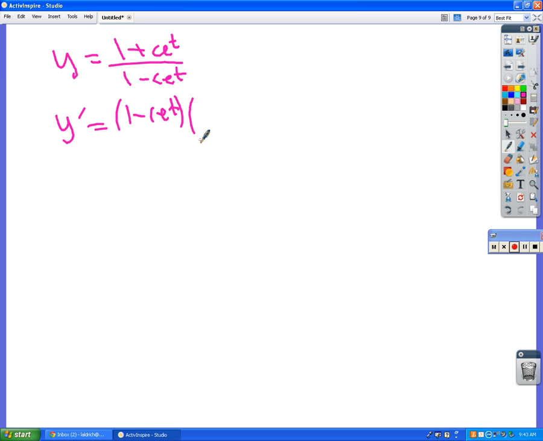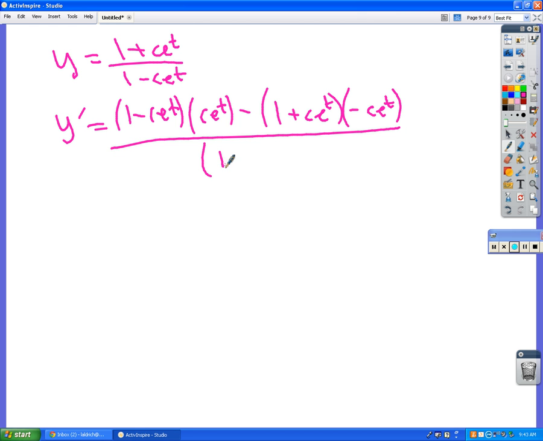C E to the T. C times E to the T. But don't you have to times it by the thing? What's the derivative of this thing? Low D high minus high D low. Negative C E to the T over the square of what's below.